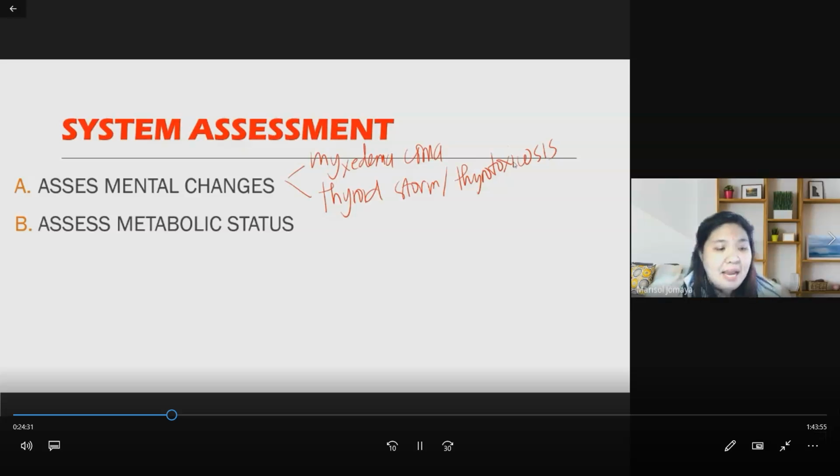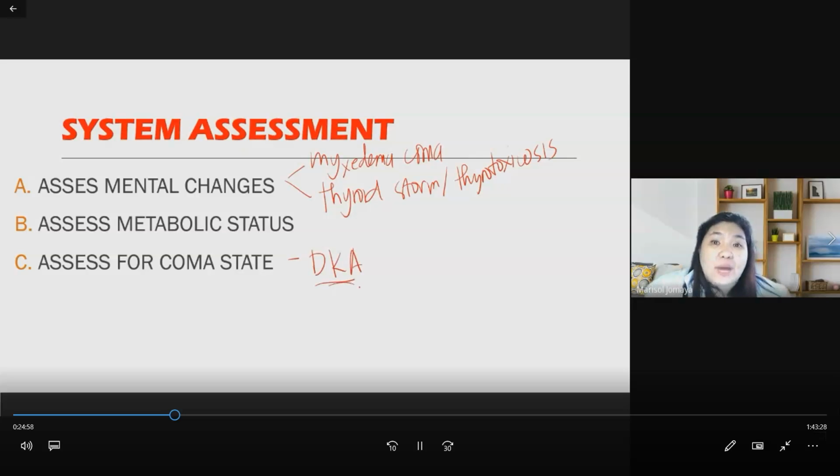Okay, next we have your assess for coma state. I have mentioned that one already. Your coma state, that is for your myxedema coma. Aside from the LOC changes, yung mga example ng mga patients namin na merong coma state, okay, an example of that is a complication of your diabetes mellitus, which is what we call your DKA. Okay, this is your diabetic ketoacidosis.